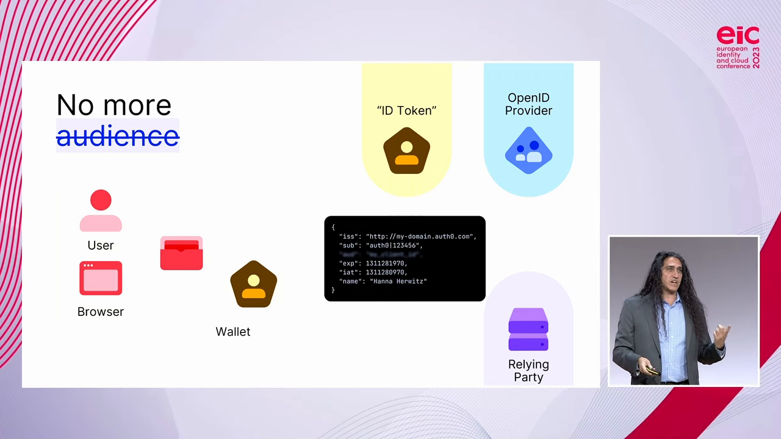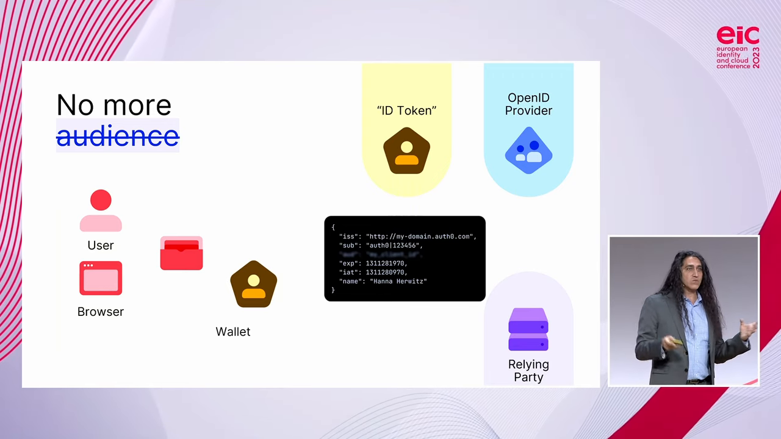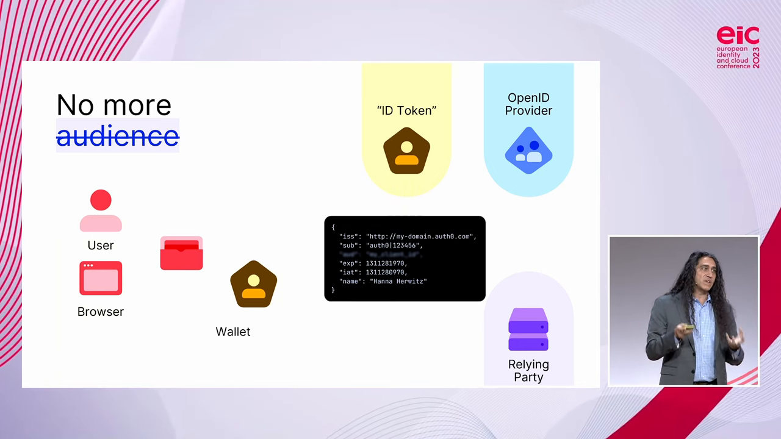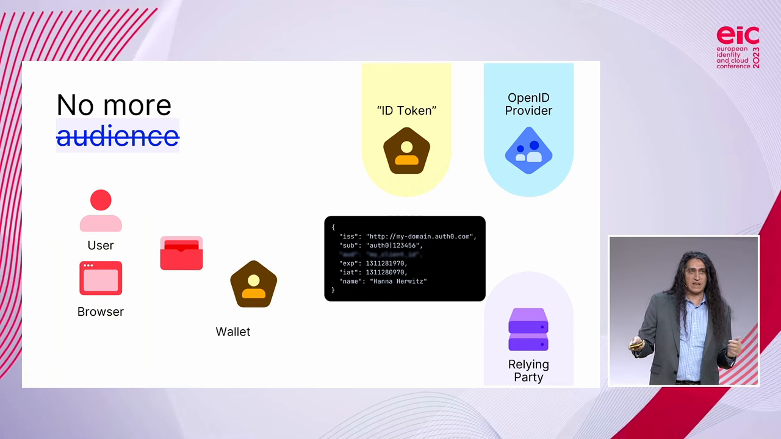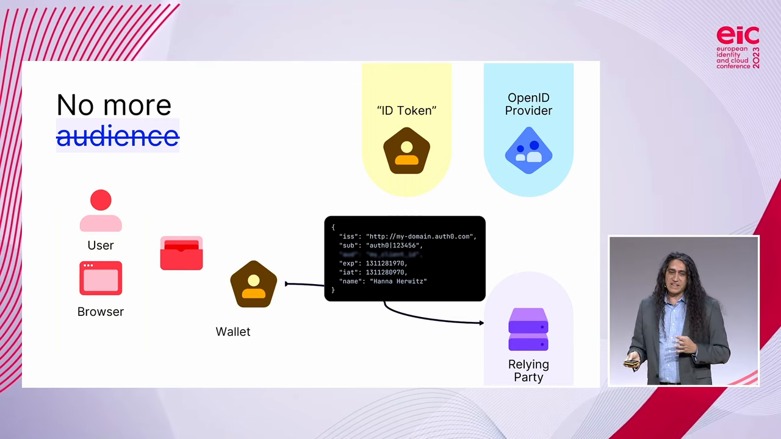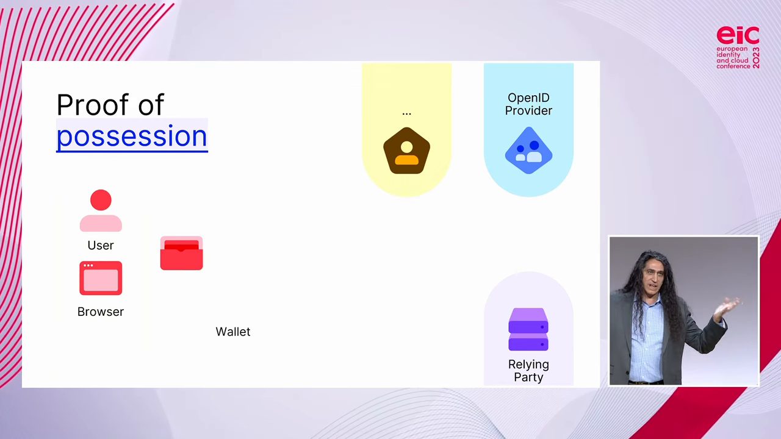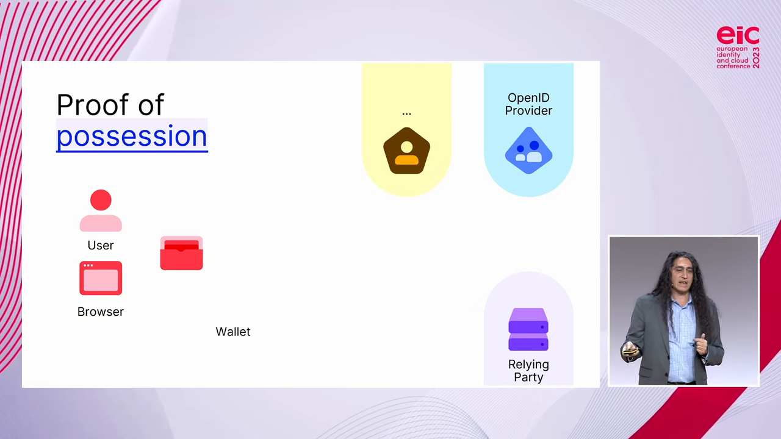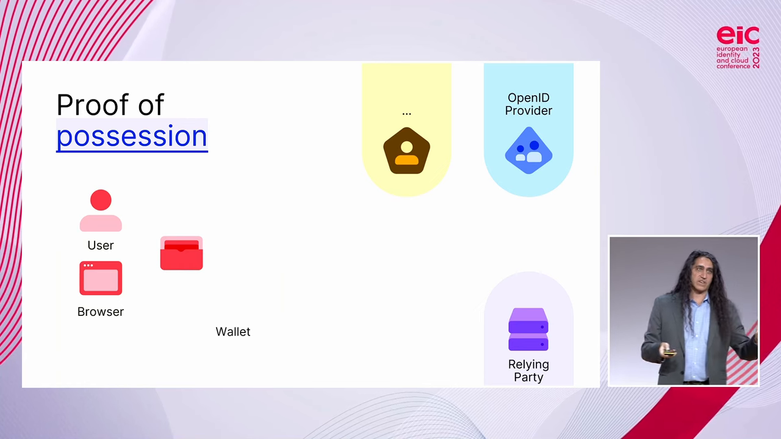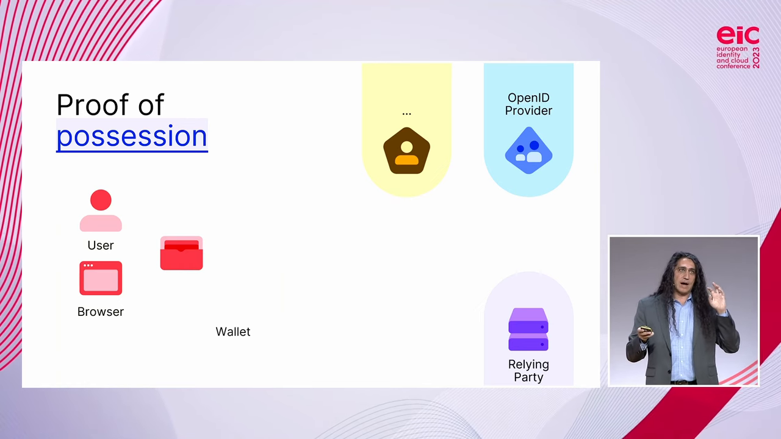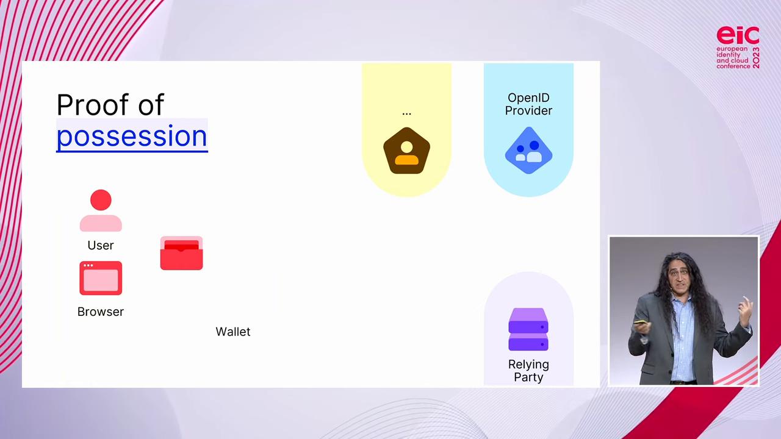So great, progress. Now we have a problem. The audience was there for a very good reason, which is to limit the blast radius if someone steals that thing. You don't want them to impersonate you everywhere. So what do we do? There is another good trick, which is pretty old, like we've been doing this in identity for a while, which is proof of possession. We can tie the use of that particular artifact to a particular instance, for example, of a wallet.